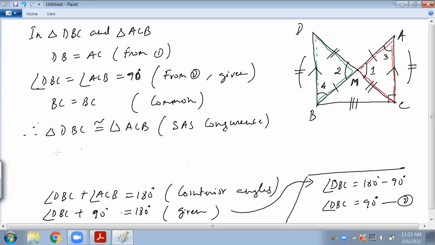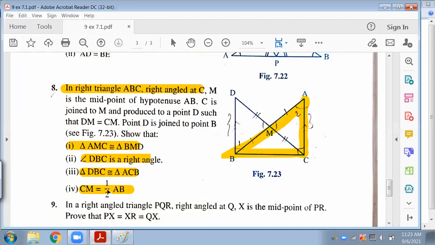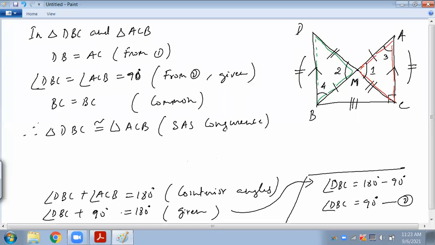And since the triangles are congruent, now we have to show one more thing, that CM is equal to half of AB. To show this, first we'll take DC and AB equal. Therefore, DC is equal to AB by what? By CPCT.